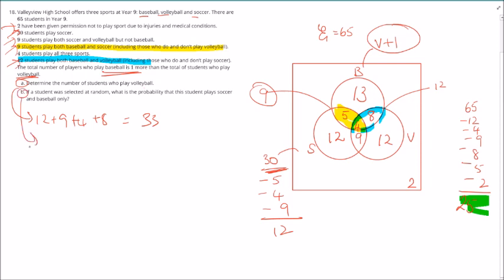If a student is selected at random, what is the probability the student plays soccer and baseball only? Soccer and baseball, that means 5 out of the total, 65. And 5 out of 65, we can simplify this as 1 over 13.